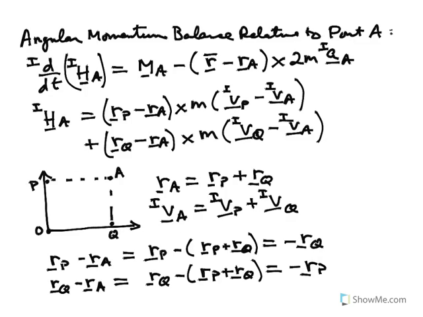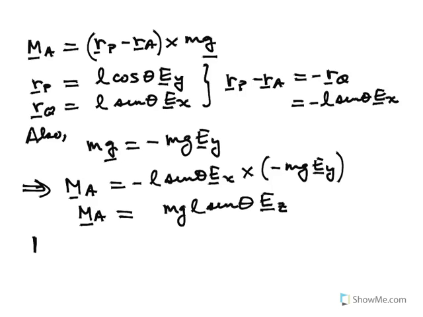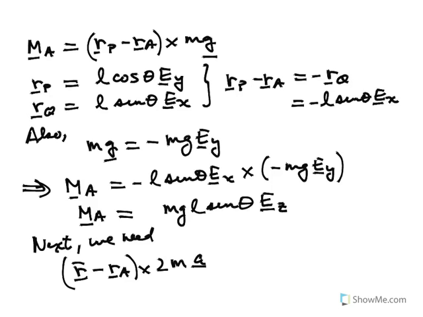So now we have the first two terms in this top line. We have the rate of change of the angular momentum, which we know is equal to 0, and we have the moment relative to point A. Now we have to figure out the rest of these. We have to figure out R bar minus RA crossed with 2m times the acceleration of A. So next, we need R bar minus RA crossed with 2m times the acceleration of A in I.